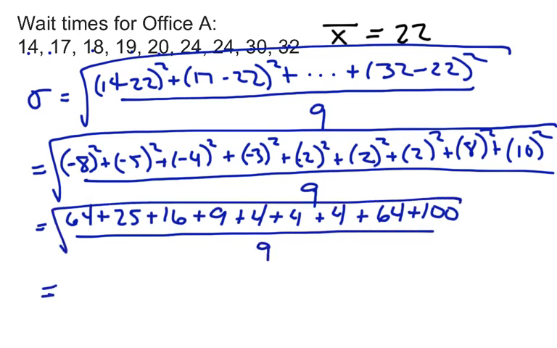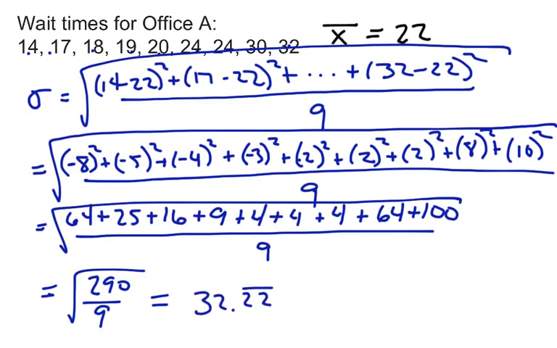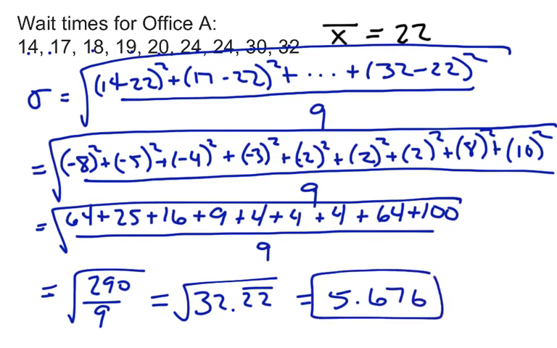So I'm going to grab that calculator, add up the numerator. I'm going to get 290 divided by 9, and we still have to square root it. 290 divided by 9 is 32.22 repeating. And then when we square root that answer, I'll get 5.676, which is the standard deviation.